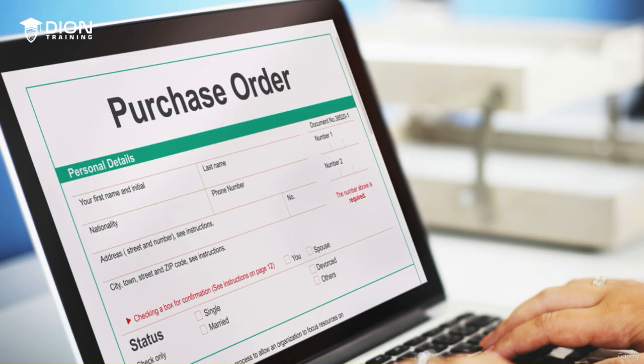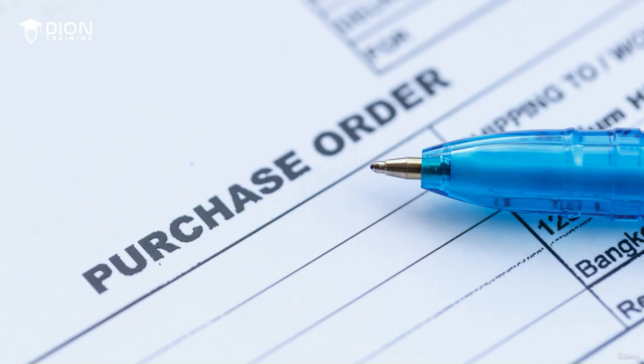a specific purchase. For example, at Dion Training, we work with a lot of large companies who are buying training for 25 or 50 or 500 employees at one time. And in those cases, they usually will issue us a purchase order that is signed by their financial department, and they provide that to us as their form of payment.